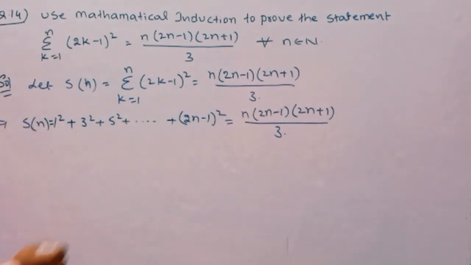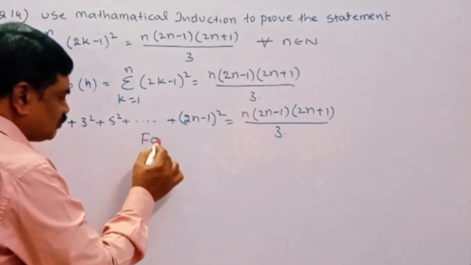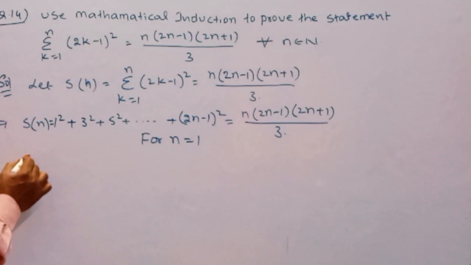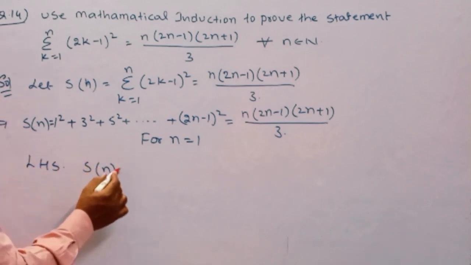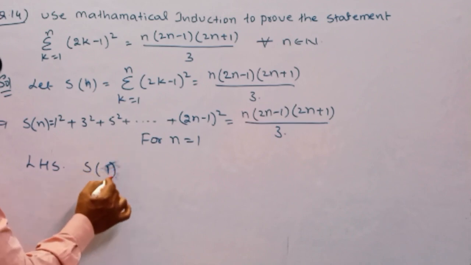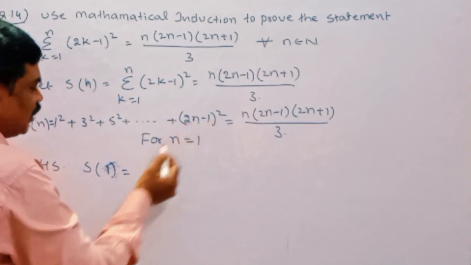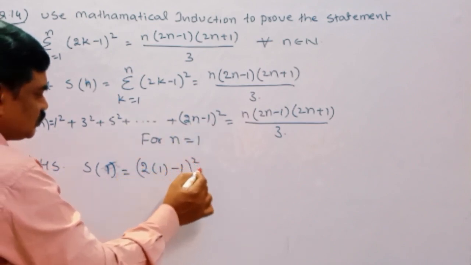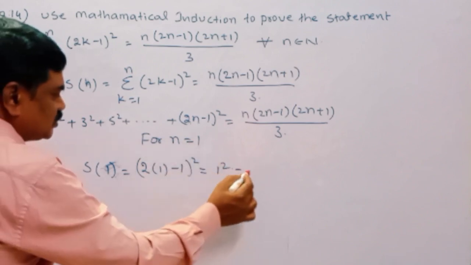By using mathematical induction, the first step is n equals 1. For n equals 1, LHS, this is S of 1, which is (2 into 1 minus 1) whole square. This is 2 minus 1, 1 square, which is equal to 1.